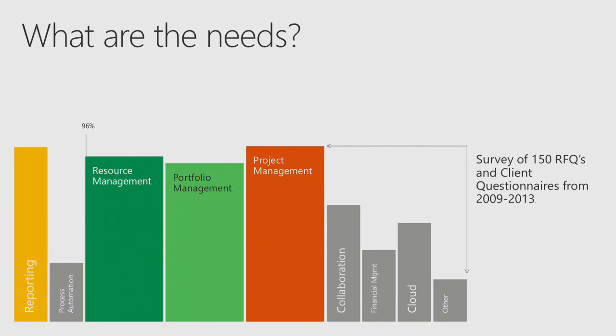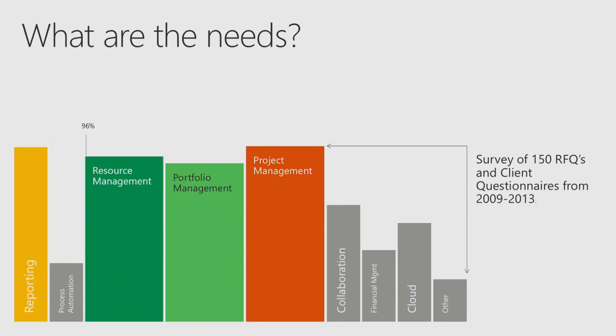So one of the things we did is we've been in this business since 2005. We actually did a survey, and we went back and looked at RFQs we got and client questionnaires over the past 5.5 years. And we looked, what do people have in common? What are the requirements that most organizations have? And it's interesting because project management is always number one. Everybody wants to solve a project management problem with a project management system. The second one is resource management, believe it or not. Even over portfolio management, even over collaboration, even over reporting, people want to solve the resource management problem.